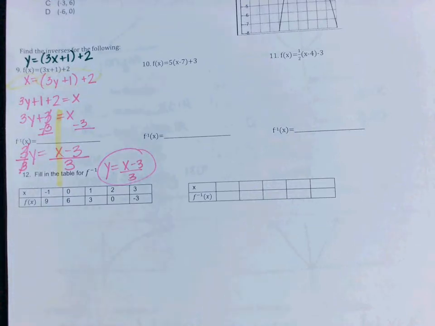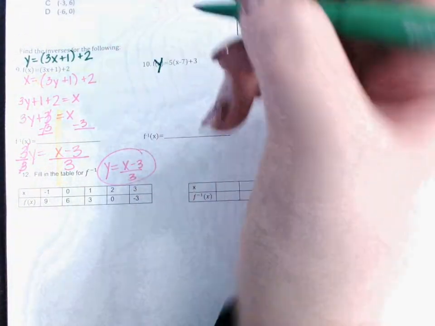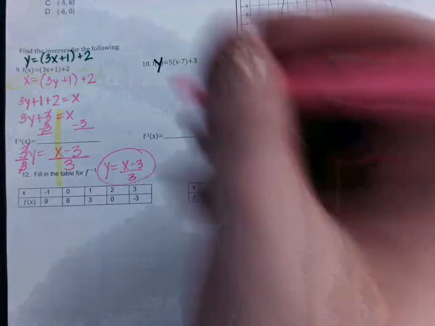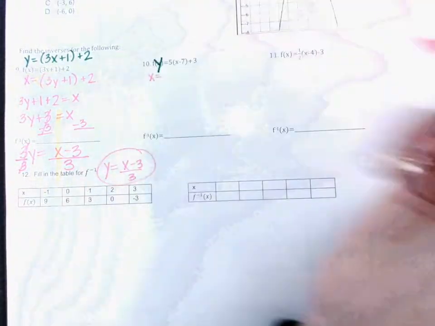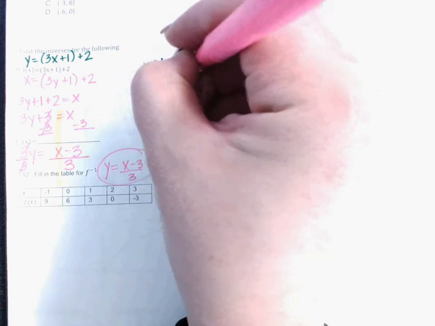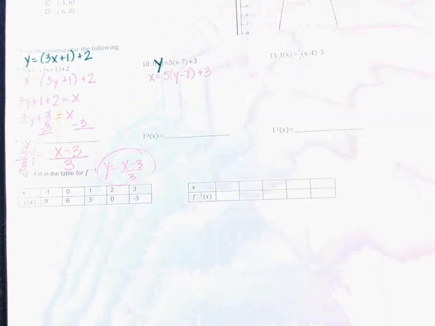First thing that you're going to do is switch the x and y. Remember that f of x counts as a y. F of x counts as a y. So when I switch the letters, instead of being y equals, now it's going to be x equals. And then instead of 5x, now it's 5y minus 7 plus 3.